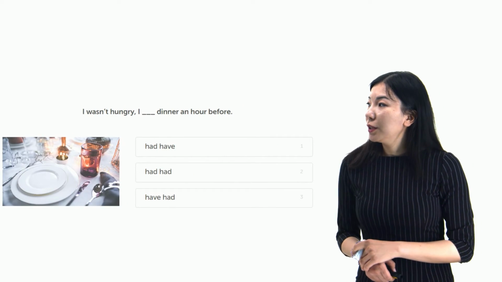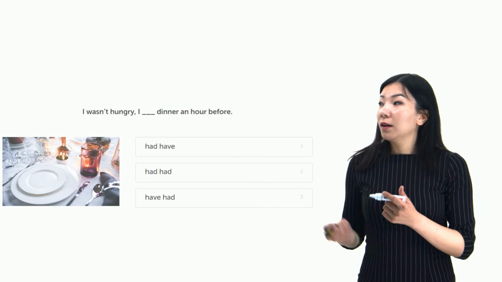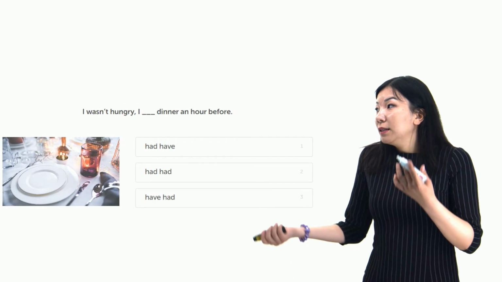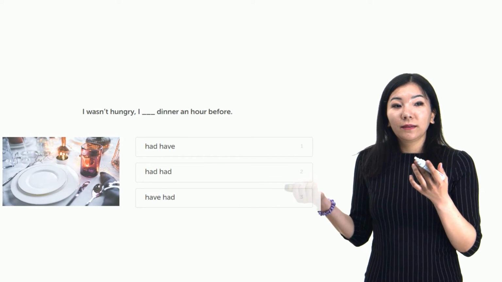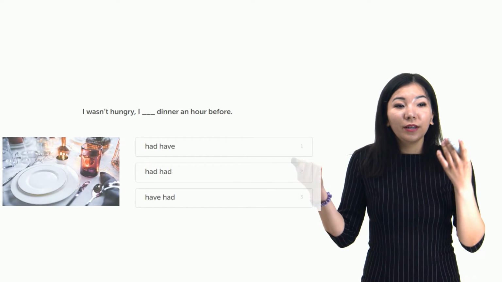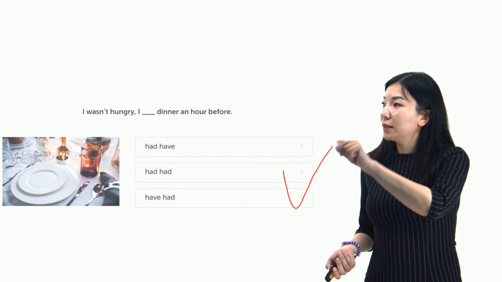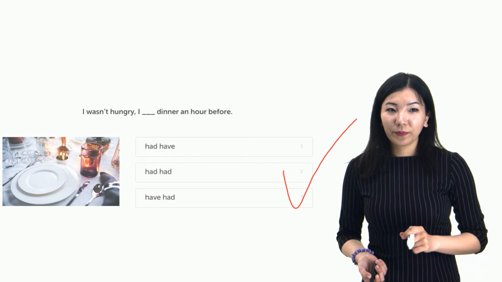I was hungry. I dinner an hour before. I wasn't hungry. So yeah, I had eaten. I wasn't hungry. I had had dinner an hour before. The second one is the correct one.